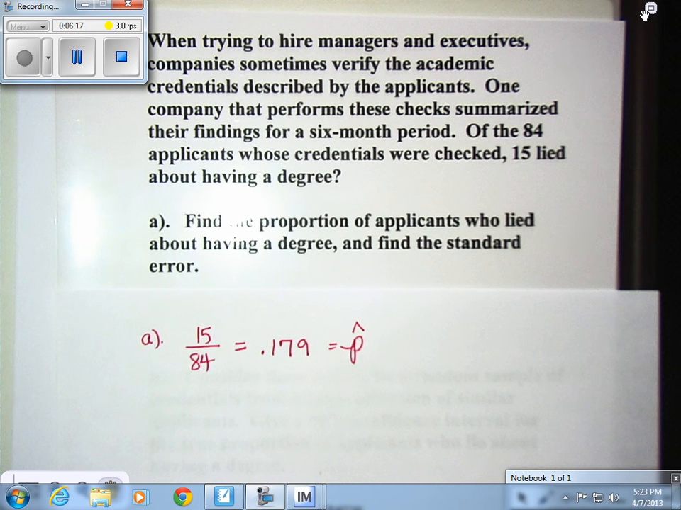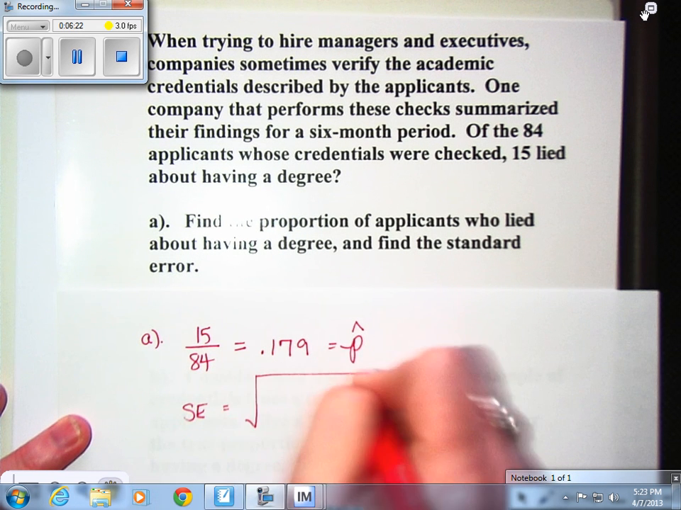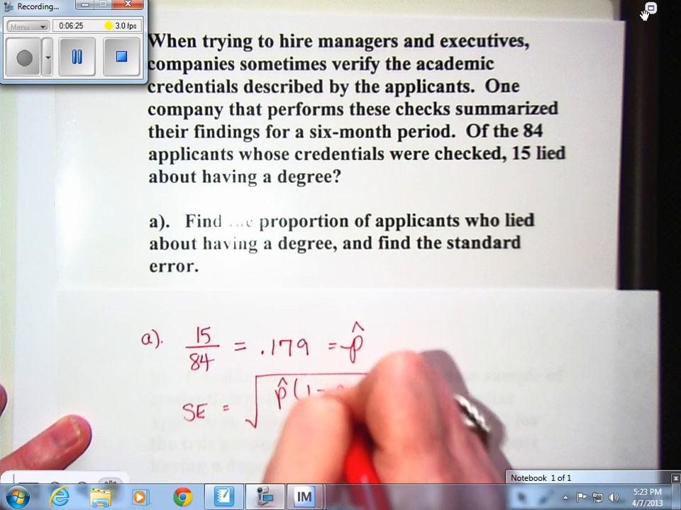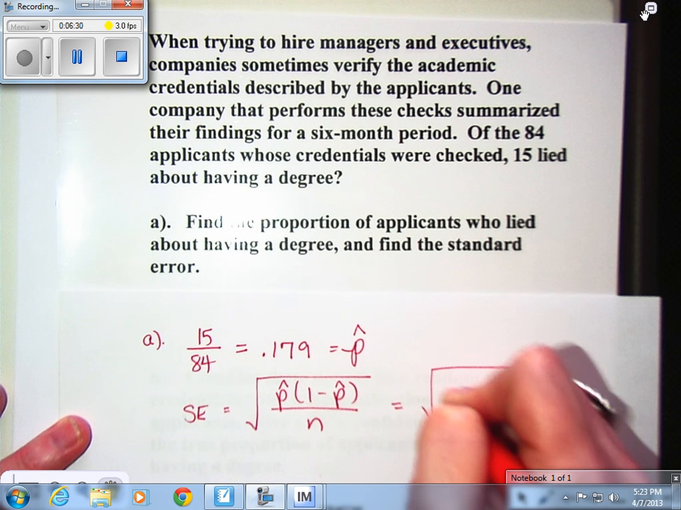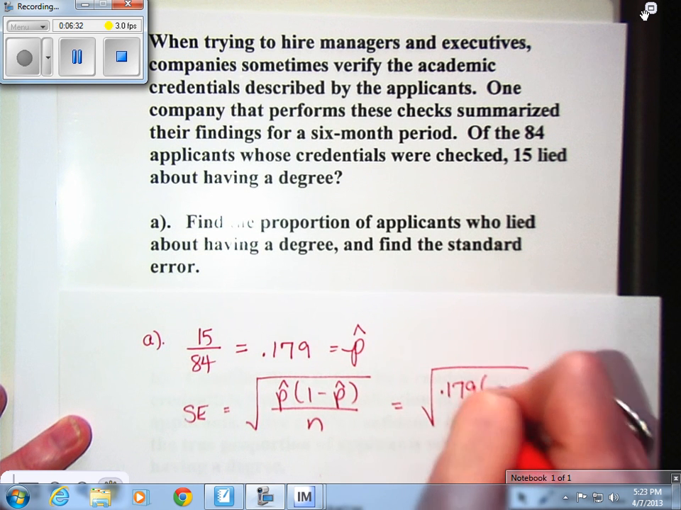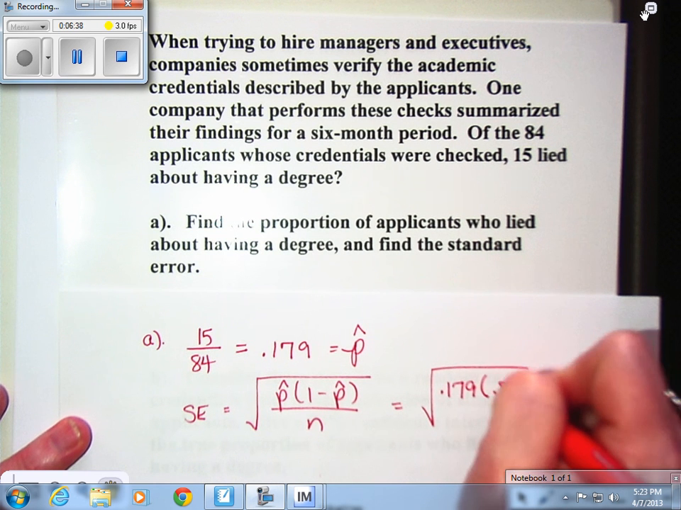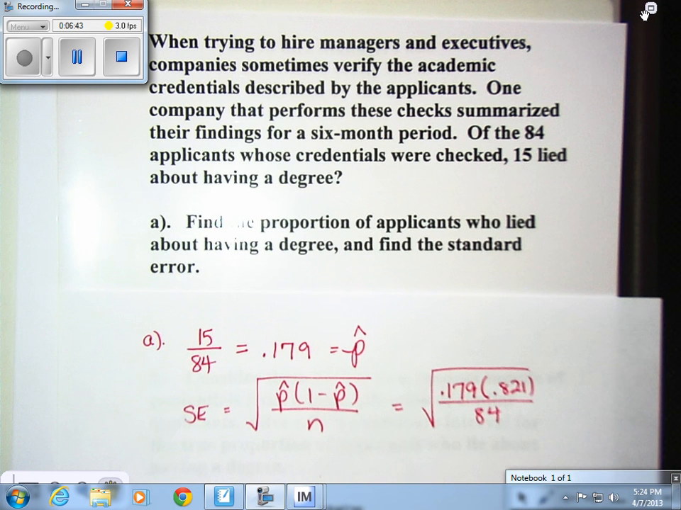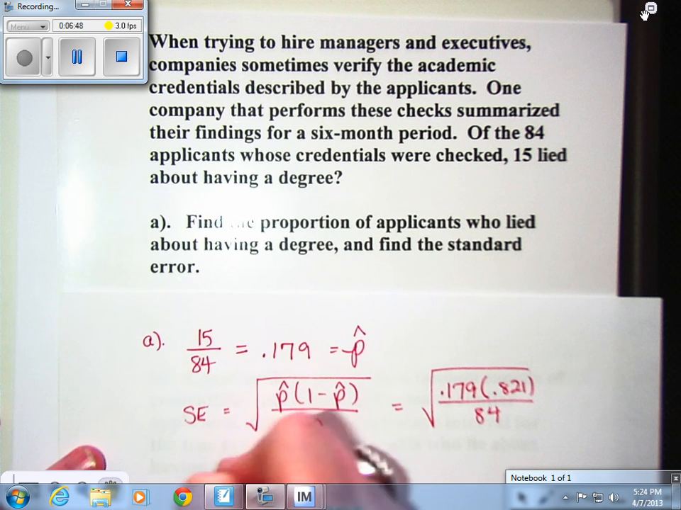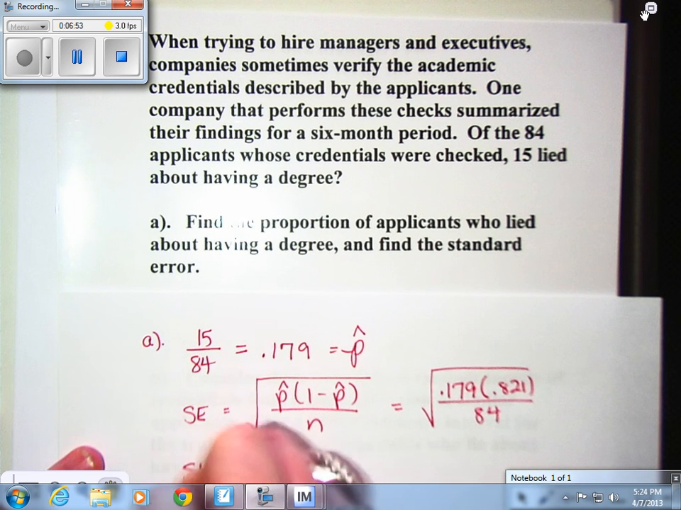The next thing it wants us to do is to find the standard error. So our formula for standard error was the square root of p hat times 1 minus p hat divided by n. So our p hat is 0.179 times 1 minus 0.179, which is 0.821, all over the 84. So now you're just going to type that into your calculator. 0.179 times 0.821 divided by 84, take the square root, and you get about 0.0418. And so there is our standard error.